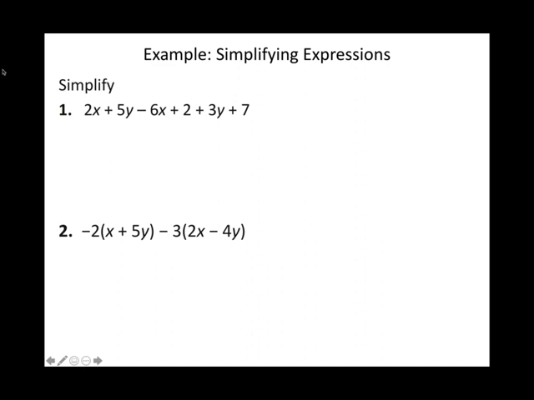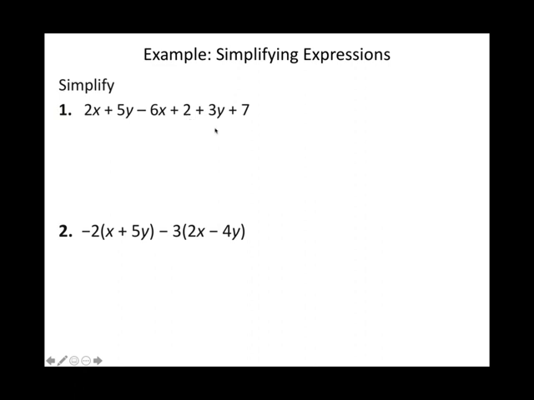Simplify. I want you guys to combine the like terms for these questions. First, let's figure out which ones are going to be your like terms. I have the x here, I have a 2x, and then the 6x. These two guys are the like terms. And I have a 5y and the 3y. So these two will be the like terms.